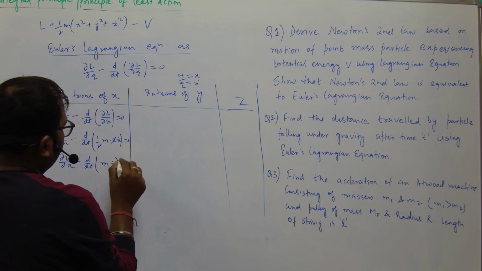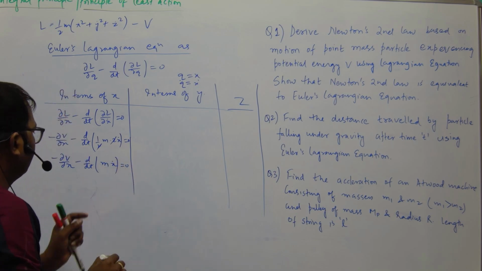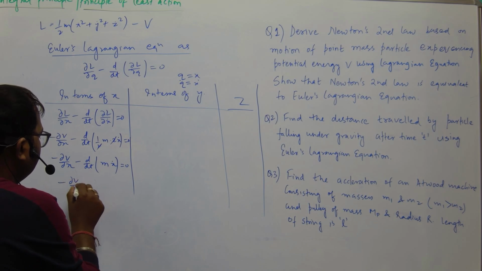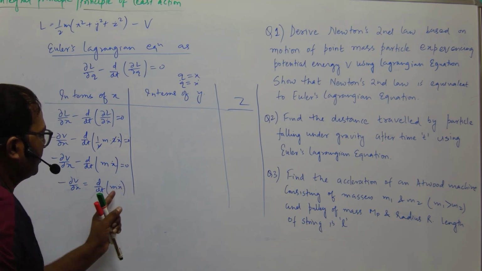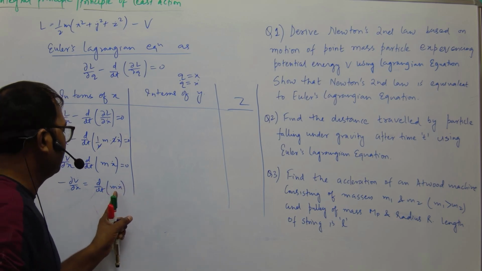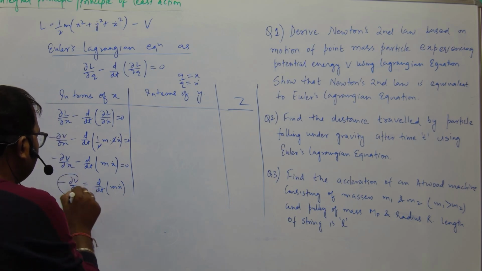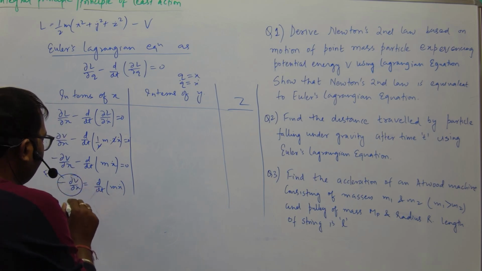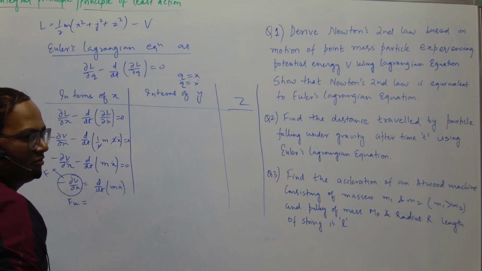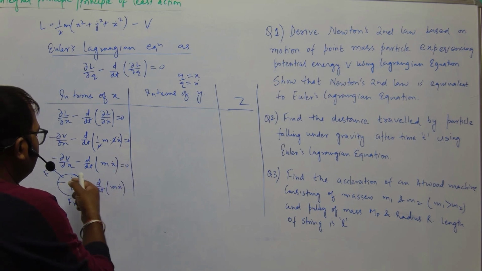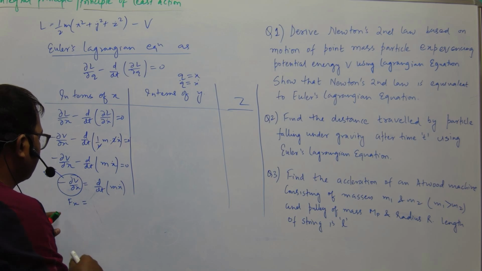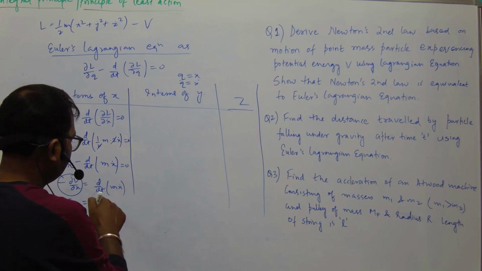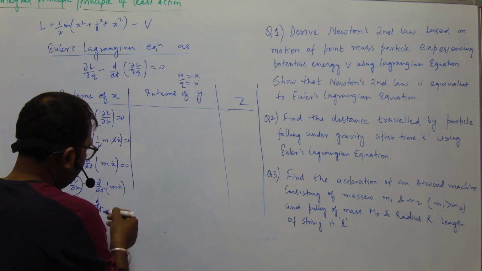Equal to 0. So from here we have minus del v upon del x is equal to d upon dt of m x dot, m times velocity. So this is the momentum along x direction, and this value is Fx, force along x direction. Fx is equal to negative derivative of the potential with respect to x. V is the potential energy. So negative derivative of potential energy with respect to x gives the force along x direction. So Fx is equal to d upon dt of the momentum along x direction.